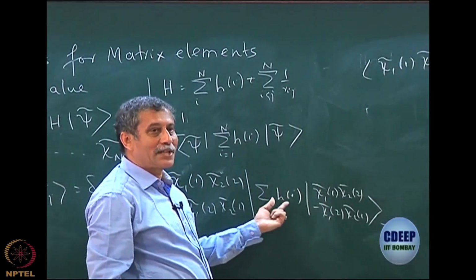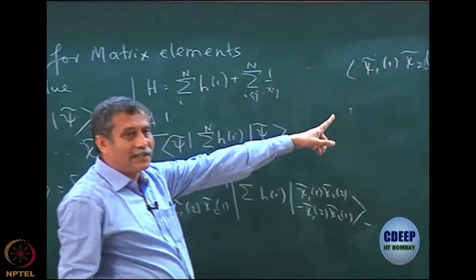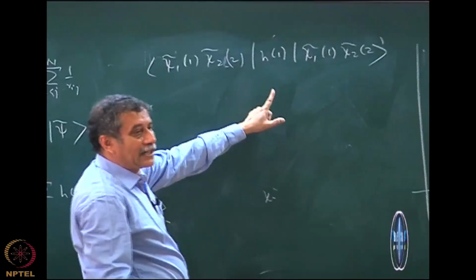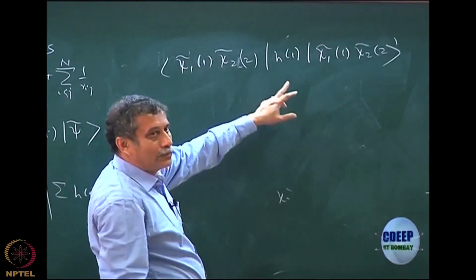Right? Because H1 plus H2, there are 8 terms actually. I am writing only one term right now. There has to be H of 2 here. I have to do the integration. Integration is over delta 1, delta 2.